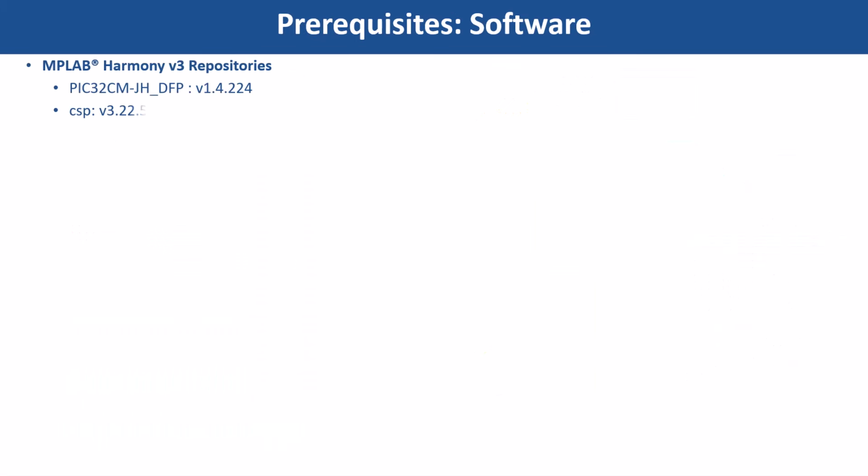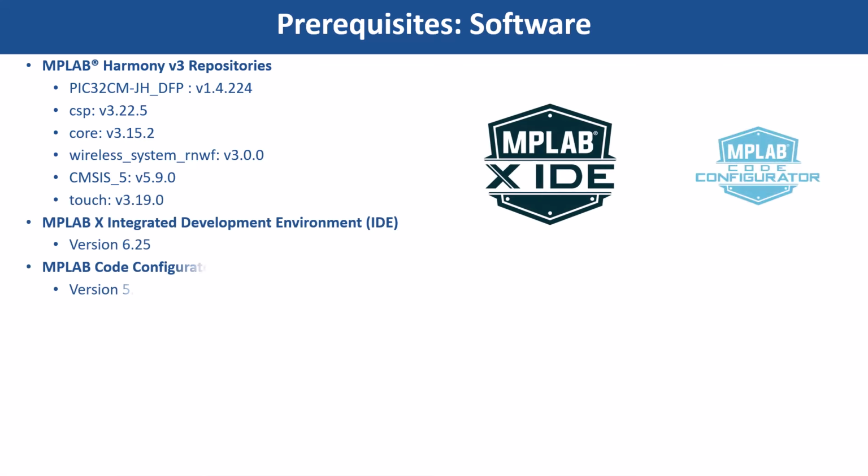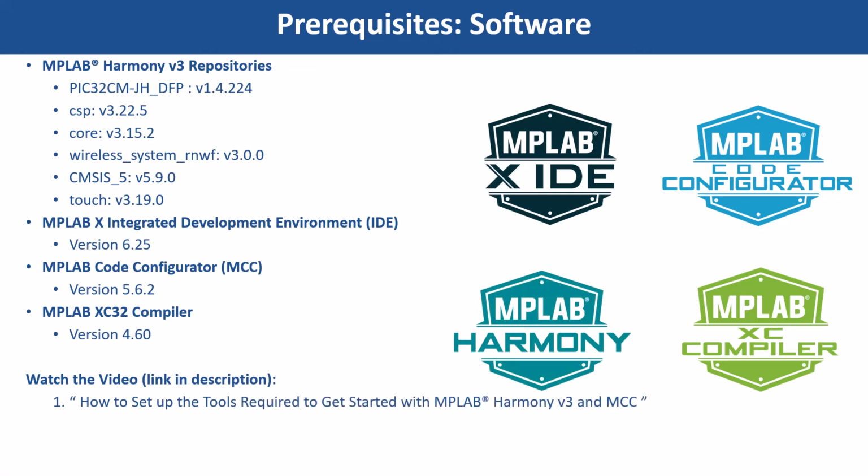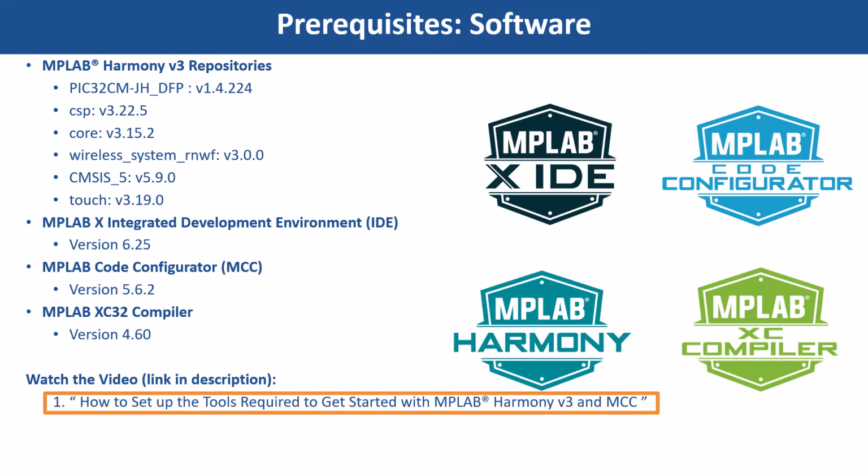Download the MPLAB Harmony v3 repositories and install the required software shown here. You can use MCC Content Manager to download these Harmony packages. Serial monitoring can be performed using applications like Term. If you are new to MCC, check out the video linked in the description.